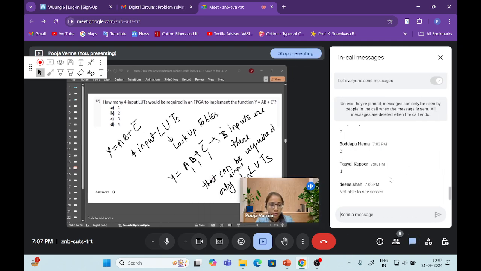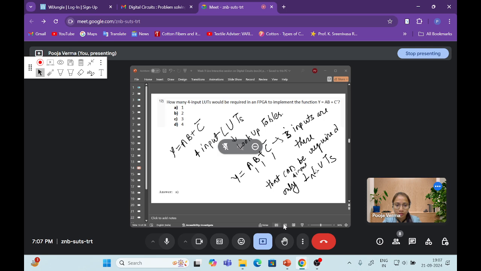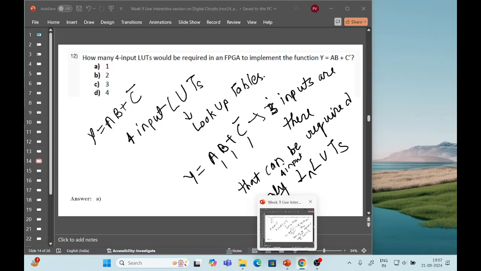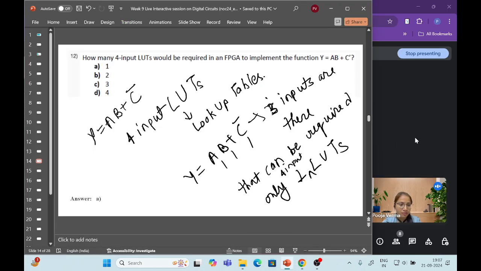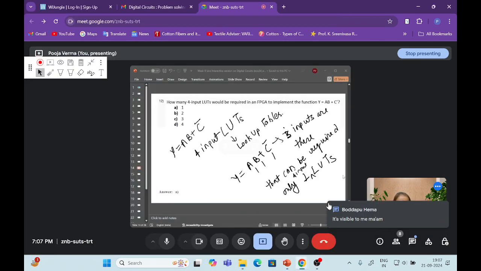Not able to see the screen. Now is it visible? From my side, it does not have any problem. I think it is clear to all of you. Okay, it's visible.